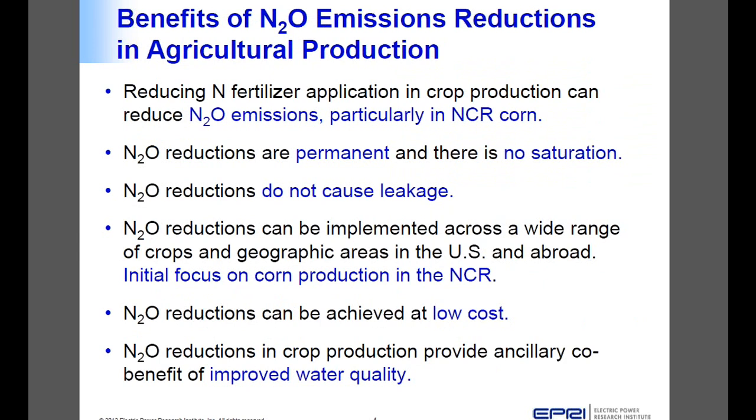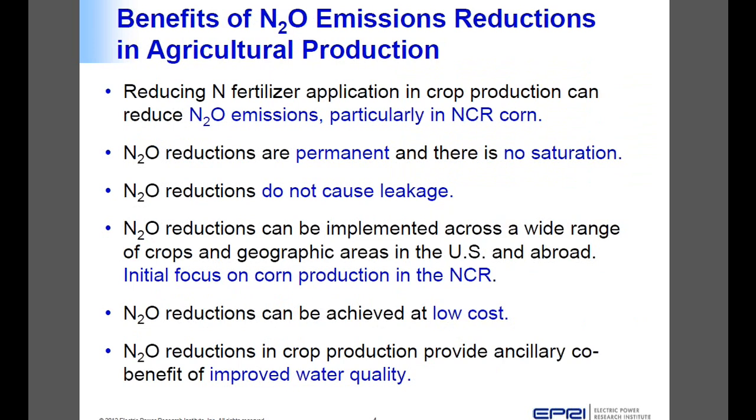Also, one of the terrific things about this kind of approach is that it can be done across a very wide range of crops and geographic regions, both here in the United States and internationally. The initial focus of our scientific research work was done in the north central region, which is essentially the U.S. Midwest and a few other states, comprising 12 states. The reason we focused in that area, which we'll talk about in the next slide, is because most of the corn production in the United States occurs in those 12 states, and most of the nitrous oxide emissions from fertilizer use emanate from the growing of corn in that region.